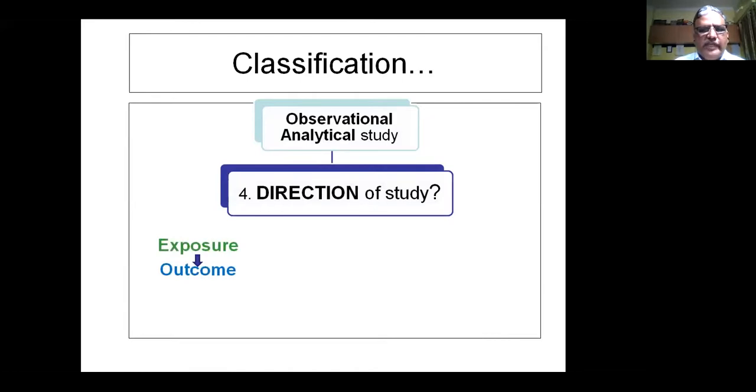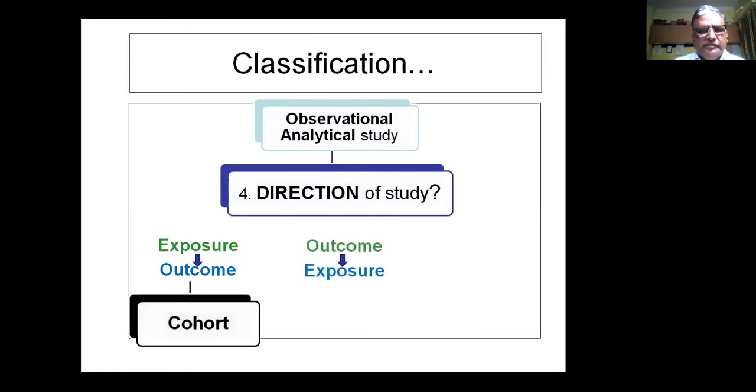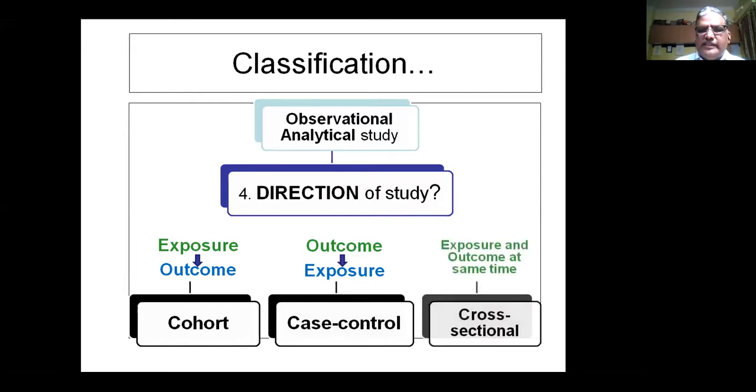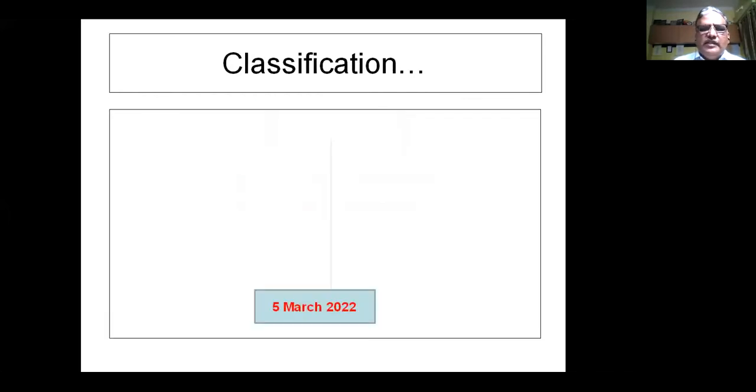So observational analytic study depends on what kind of direction you are going. If you are going from exposure to outcome, smoker to cancer, then it is a cohort. If you are going from outcome to exposure, so you are looking at who has cancer, then asking history and going back in their history, then the outcome has already occurred here. It's a case control study. If exposure and outcome are happening at the same time, then it is a cross-sectional study.